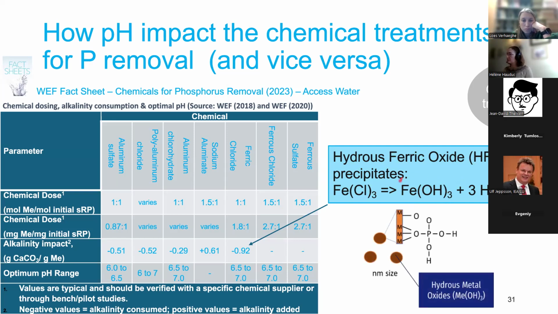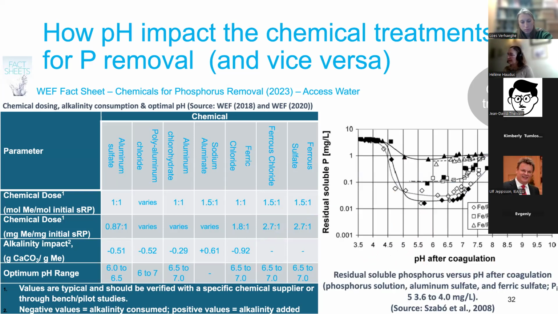And it is on those hydrous ferric oxides that the phosphates will bind to, and will be removed from the dissolved phase of the liquor. But also, you can see here the last row. It's an optimum pH range. For all of those salts, there is this pH range around 6 to 7 that is optimal.